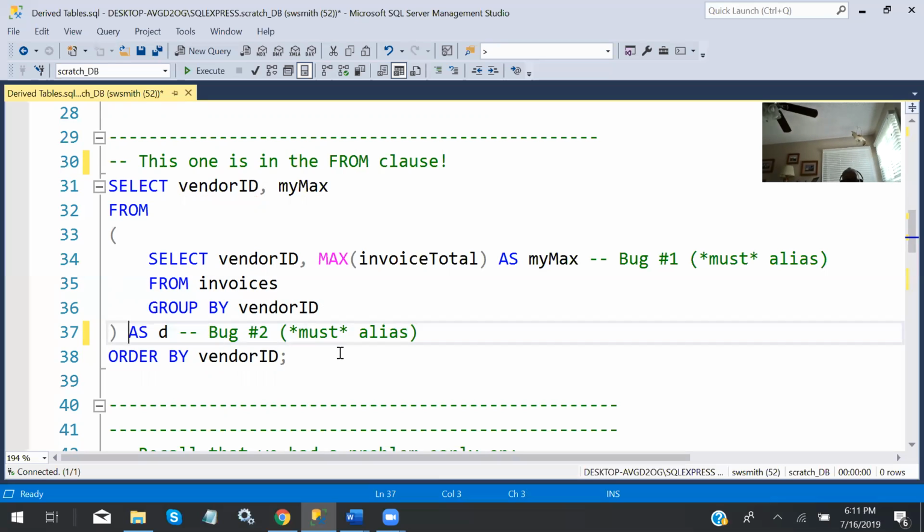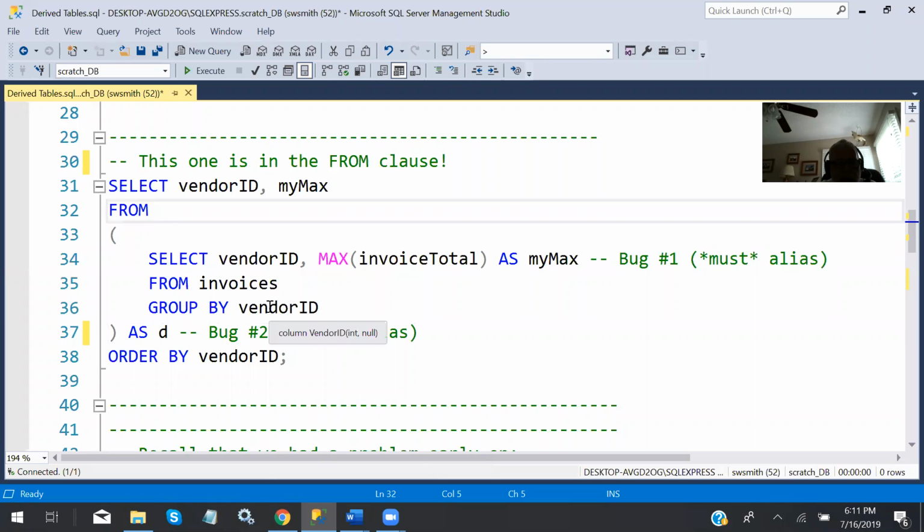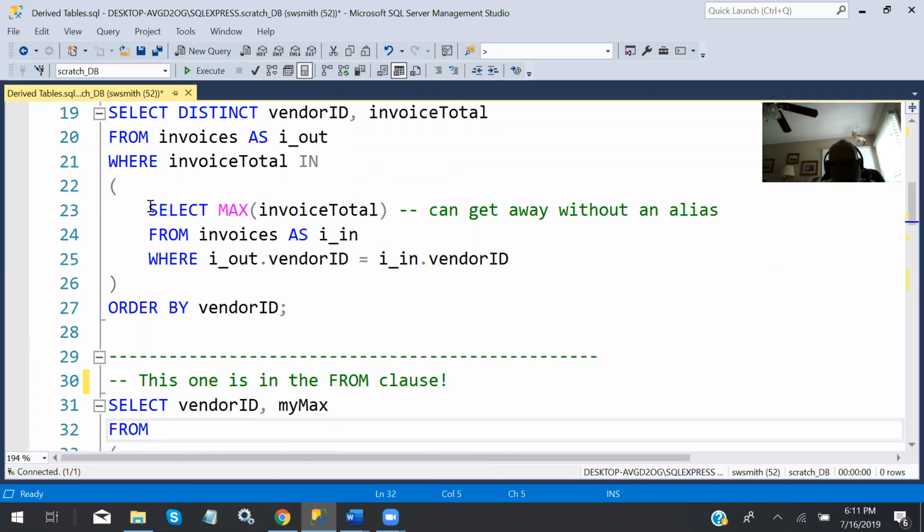And I've chased that bug so many times, and I'm sitting there, why? And then I forget, oh, duh, I've got to name the tables. So the tables always have to have names. I cannot select from an anonymous table. This one is an anonymous table.